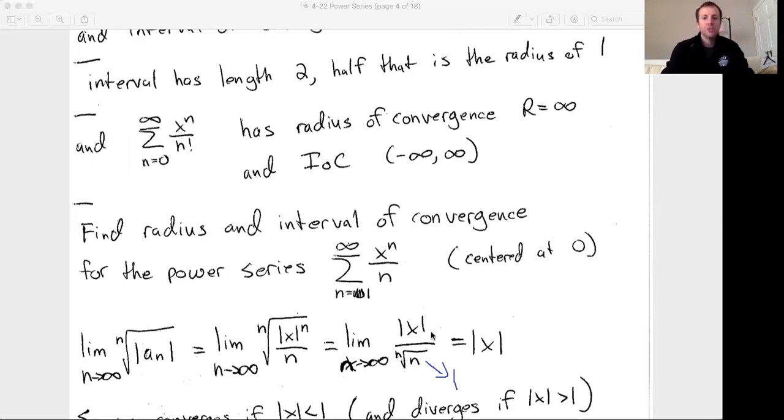So the absolute value of x, it doesn't have any n's on it, so it's not doing anything. It's like a constant. This limit says n is the variable, n is the thing that's changing. If you're not n, you're not moving. So the only thing that happens is the denominator goes to 1, which means we get the absolute value of x.